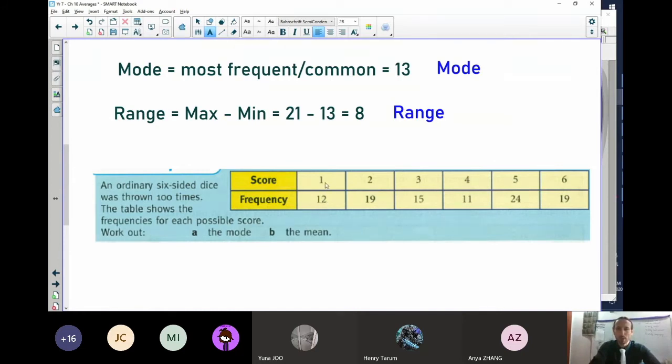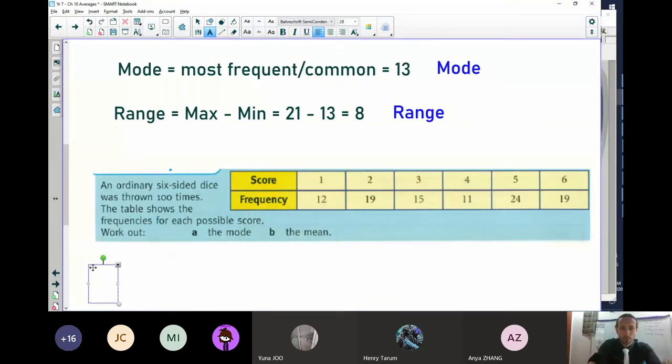We know that we have 12 ones, we know that we have 19 twos. So if we want to add up all of our scores, we just multiply how many of these we have by how many we have. So let's have a look at that. So how do we do that? It's going to be the mean, and I'll write down over here.